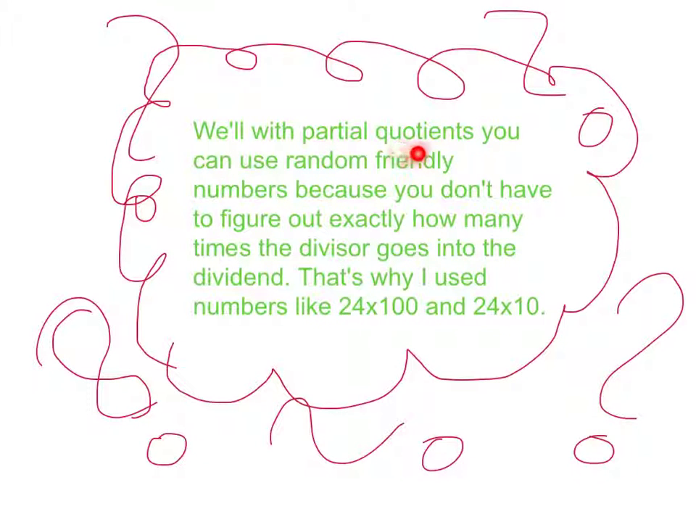Well, with partial quotients, you can use random friendly numbers because you don't have to figure out exactly how many times the divisor goes into the dividend. That's why I used numbers like 24 times 100 and 24 times 10.